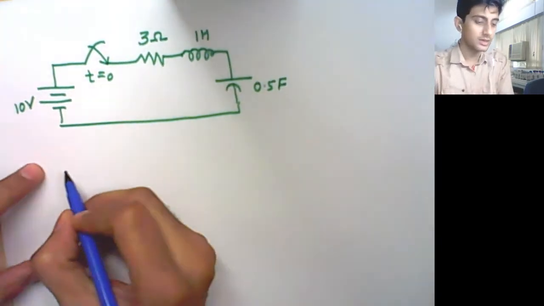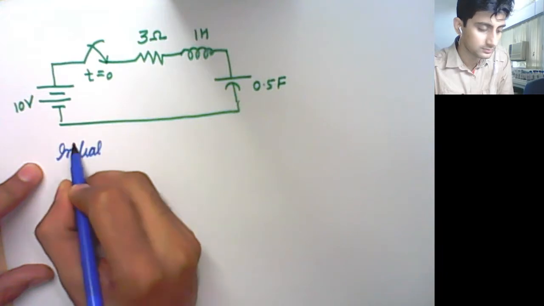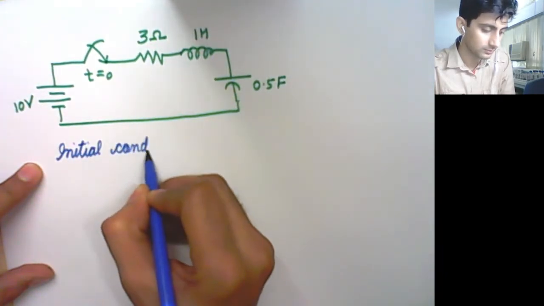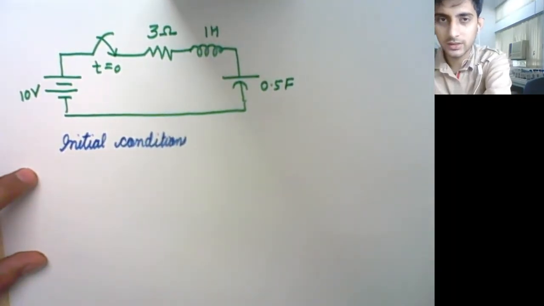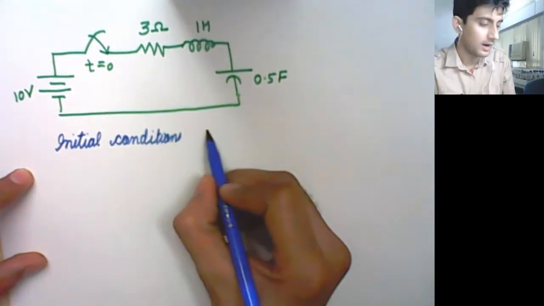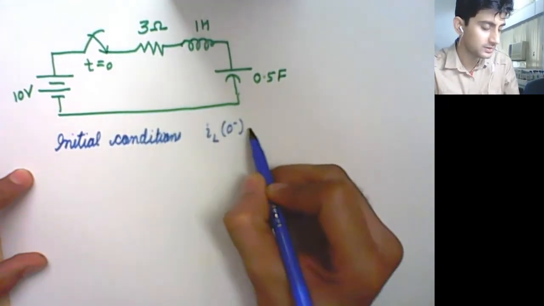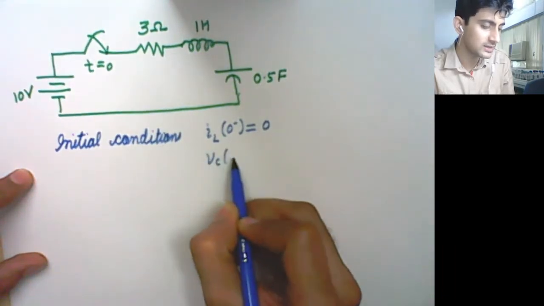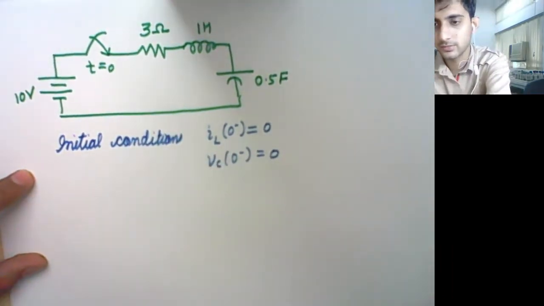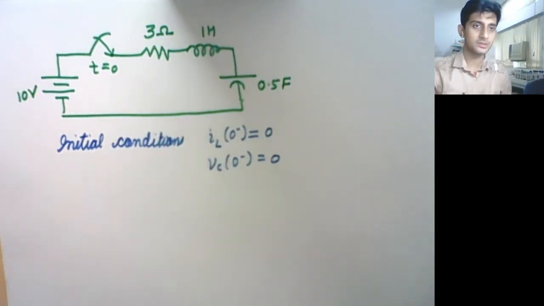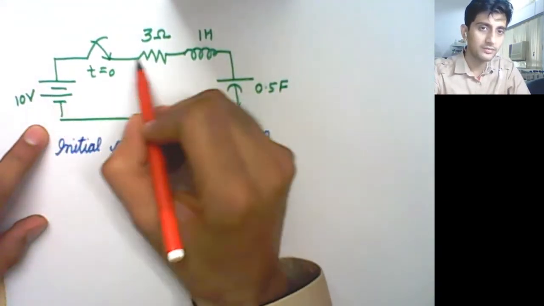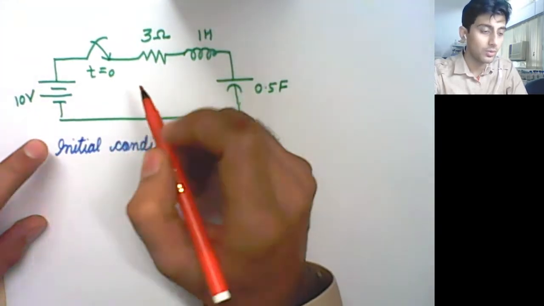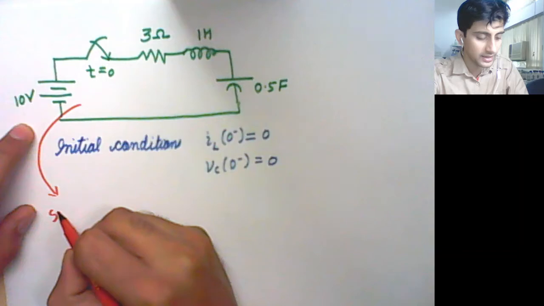Now remember that the initial conditions have a big role to play, and the initial conditions were IL at 0 minus equals 0, as well as VC at 0 minus equals 0. Fine. These were the initial conditions. Now, all of these given parameters are in the time domain. You just have to convert the same circuit into the S domain.